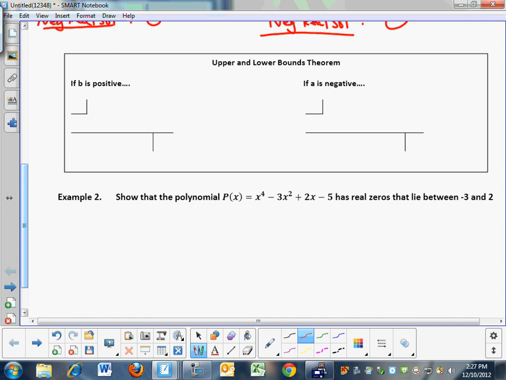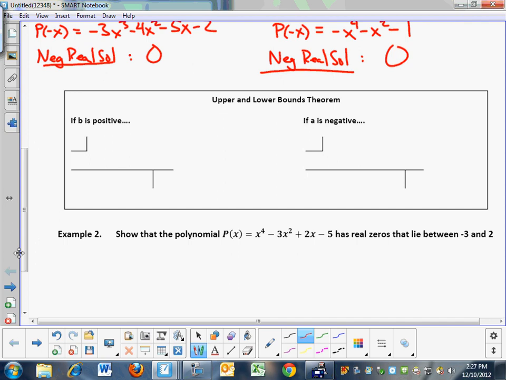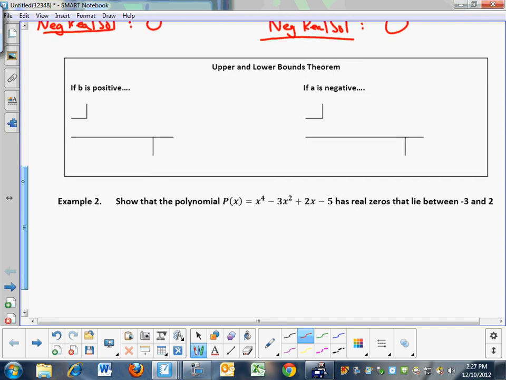Second piece of learning, upper and lower bounds. Let's suppose that you had a 48 or a 96 on the end. Wouldn't it be nice to know whether or not you really need to plug in 96? Wouldn't it be nice to know whether or not you need to plug in, say, 24 or 8 or numbers that divide evenly into those? Those are really difficult. Well, there's a way to find out.